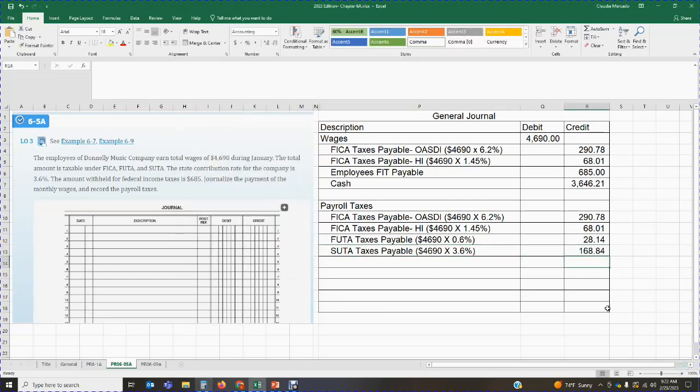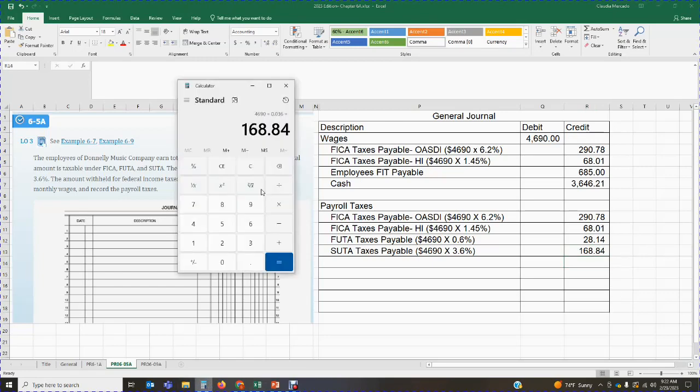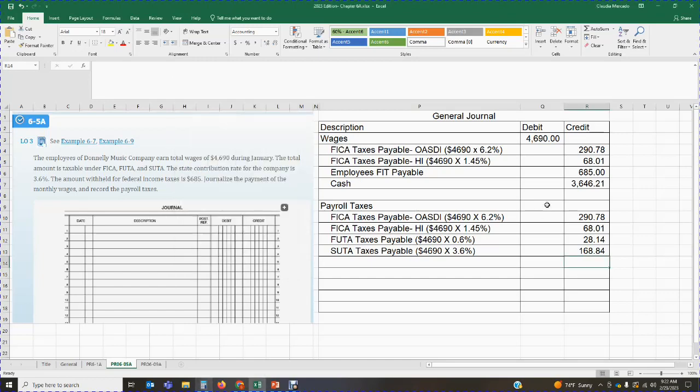So these are the four taxes that my employer needs to pay. The employer needs to pay OASDI, HI, FUTA, and SUTA. Now that I've got my four amounts calculated, I can add them up: 290.78, 68.01, 28.14, and 168.84. That gives me 555.77. That represents my payroll taxes expense. 555.77.